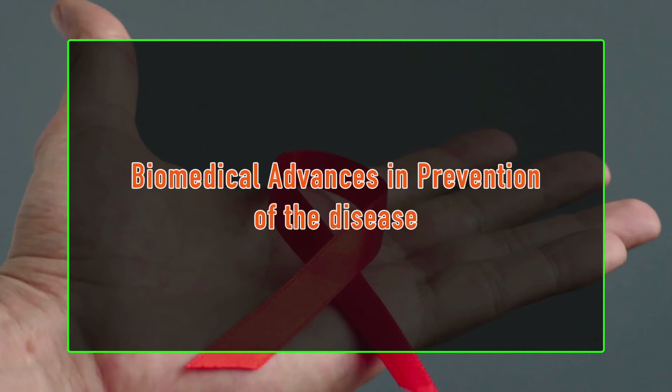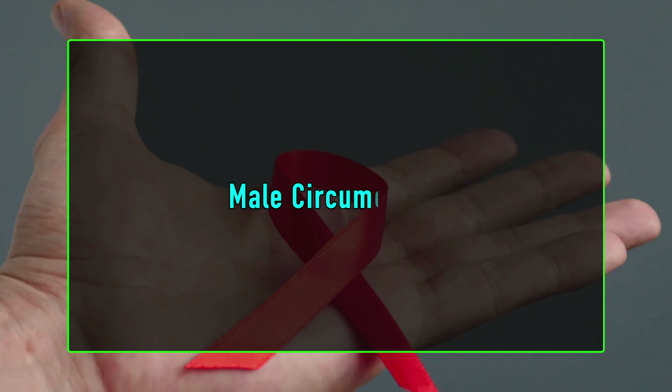Biomedical advances in prevention and control of HIV disease. Some of the measures are like male circumcision. The first major biomedical breakthrough in prevention was the finding of reduced susceptibility to HIV in circumcised men, with an efficacy rate of 50 to 60% in 3 clinical trials.